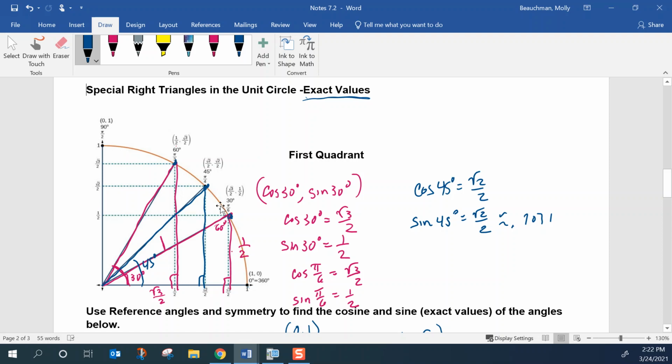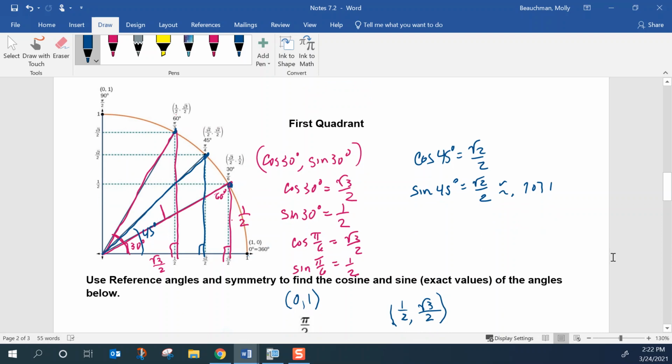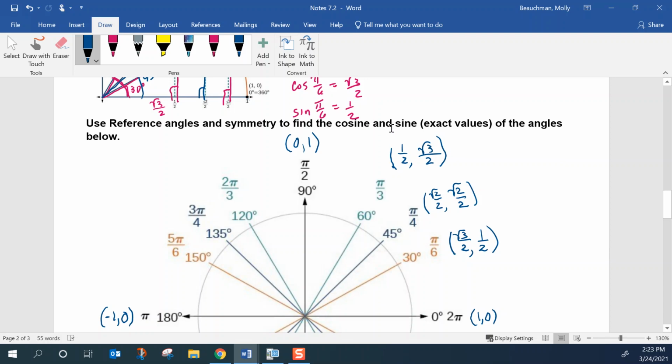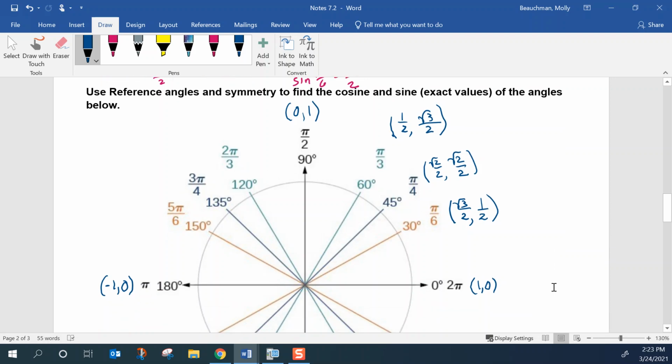All right, so in the first quadrant, those are the exact values that we can find for angles. How would we use reference angles and symmetry to find cosine and sine, or exact values, of the angles all the way around the unit circle? For example, if we take a look at 120 degrees, remember that the reference angle for 120 degrees is the angle it makes with the x-axis. So the reference angle is 60 degrees. We know the cosine and sine of 60 degrees is the coordinate 1/2, square root of 3 over 2.